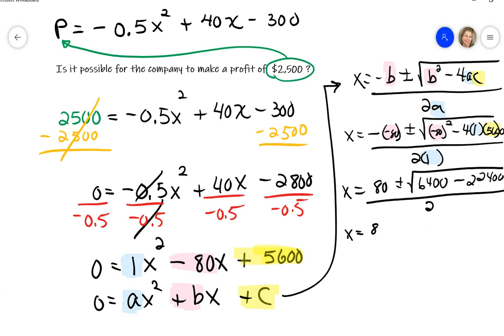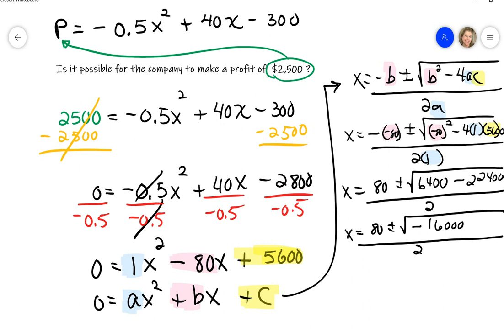And when you go to take 6,400 minus the 22,400, you actually get a negative 16,000. And here is where we run into a problem. If you try to take the square root of a negative 16,000 on your handy dandy calculator, do you know what's going to happen? My calculator says domain error. You cannot take the square root of a negative number.